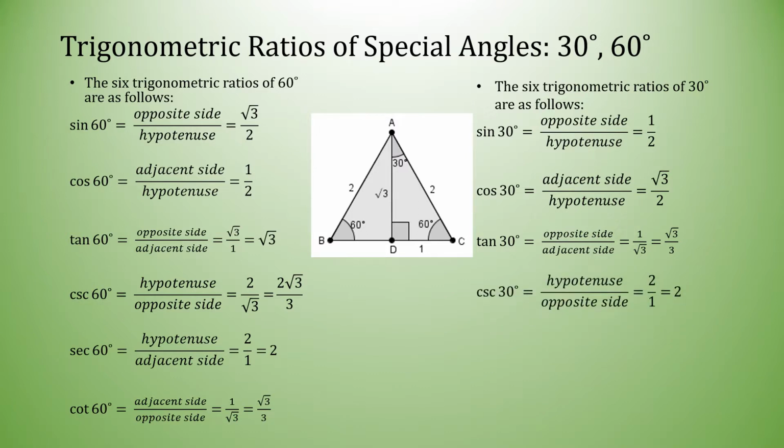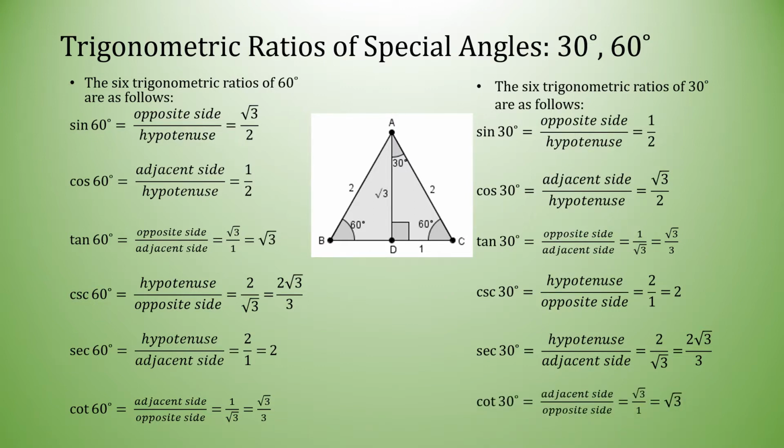Next is cosecant 30 degrees is equal to the hypotenuse over the opposite side, which is equal to 2 over 1. So the value of cosecant 30 degrees is equal to 2. Next is secant 30 degrees is equal to the hypotenuse over the adjacent side, which is equal to 2 over square root of 3. Then rationalizing the denominator, we obtain 2 square root of 3 over 3. Lastly, we have cotangent 30 degrees is equal to the adjacent side over opposite side, which is equal to square root of 3 over 1. So the value of cotangent 30 degrees is equal to square root of 3.